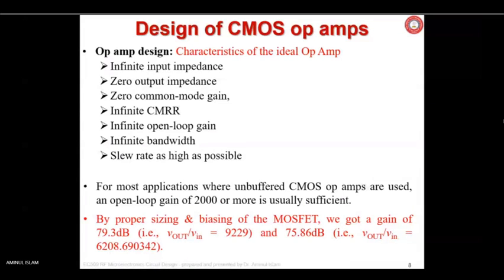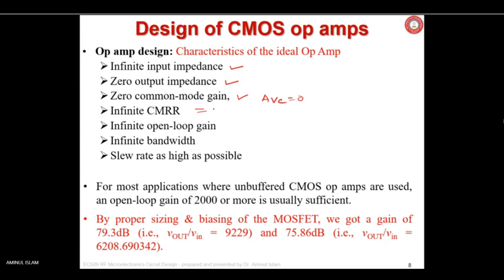Now here we see the characteristics of an ideal op-amp. You might know this, still I have put it here for you. An op-amp ideally should have infinite input resistance, zero output resistance, and zero common mode gain, A_C is zero ideally, and infinite CMRR.